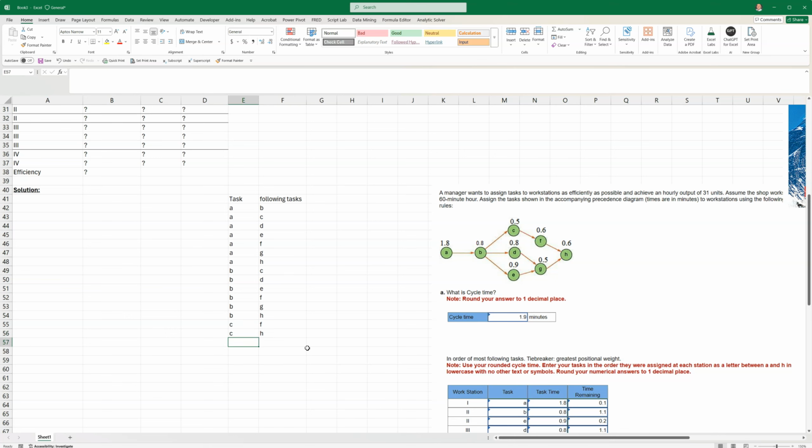Then task D, what follows D? It's going to be G and H. I'll type it, it's quicker. Then what follows task E is G and H. For F, we just have H following F. And for G, we have H following G. And H, we don't have anything following it, right? And then the last thing we want to do is something called the following task time.